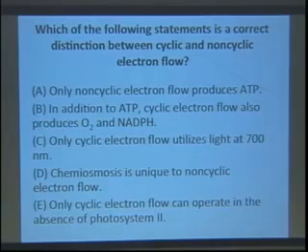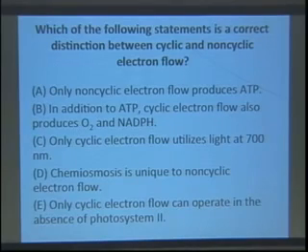That's what I picked. I think the answer is E. Okay, and the reason is that, so about 10% of you said the answer was B, that in addition to ATP, cyclic electron flow also produces oxygen and NADPH. So remember that if you look at the cyclic flow of electrons, we're actually not making NADPH in that cyclic flow. We're generating ATP, but we're shunting it away from that terminal transfer pathway.